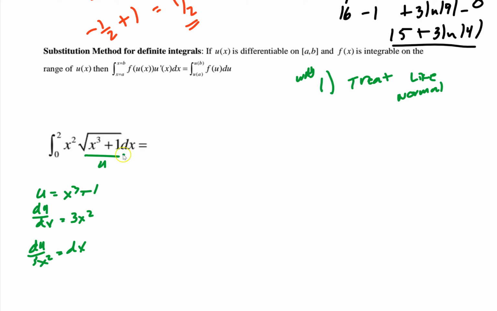Right, so I have everything I need. I have my dx, I have my u, plug it all in. So we're going to integrate from 0 to 2 x squared u to the 1/2 over, du over 3x squared. The x squareds cancel out. I'll pull out the 1/3 just for the sake of it.